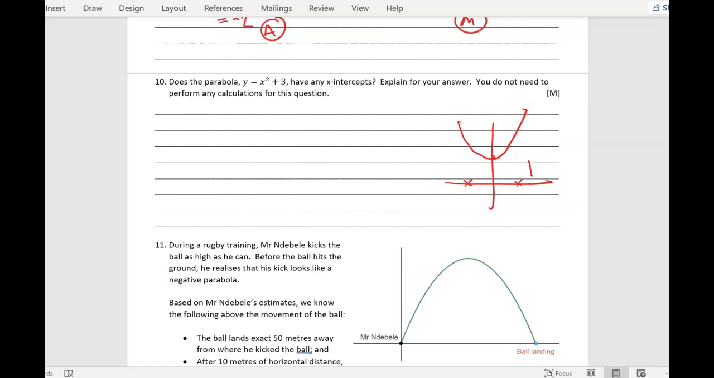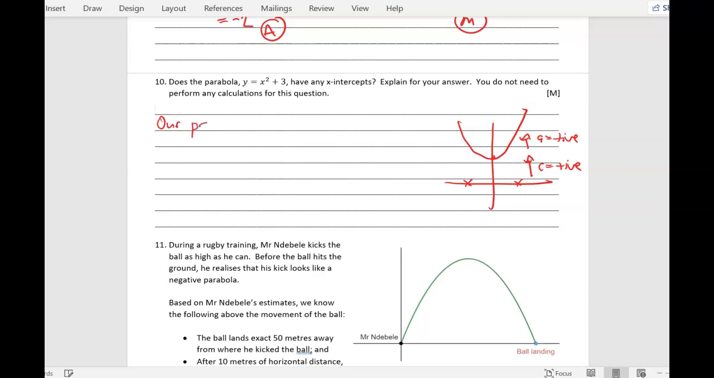The first one is it's been lifted upwards, so that means the c is a positive number. And the other point is the a is positive, which means it's pointing upwards. Don't forget, if it was pointing downwards, a would actually be negative, and it would have x-intercepts. So the idea that both the a and the c values are positive means there's going to be no x-intercepts here. So we just need to explain that in words.